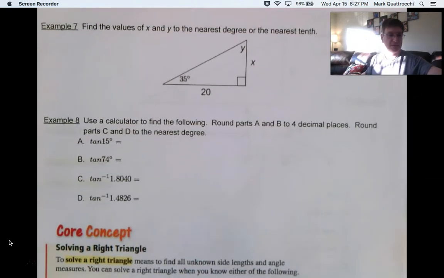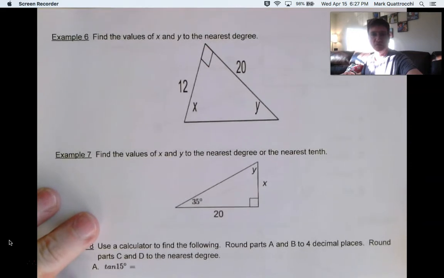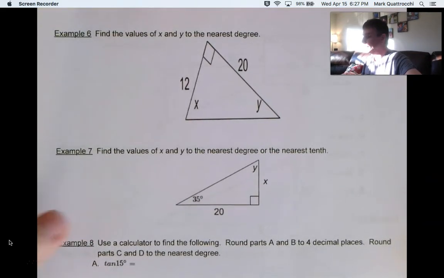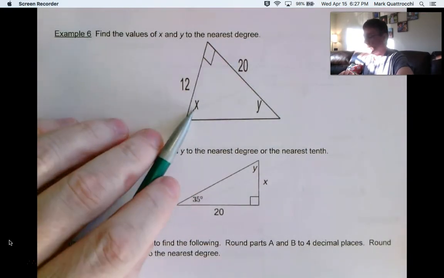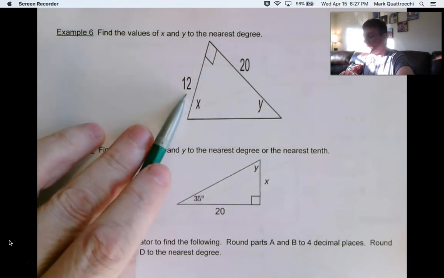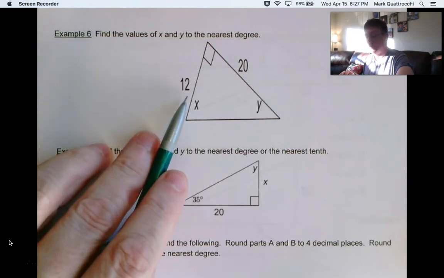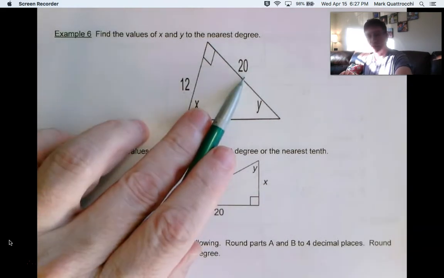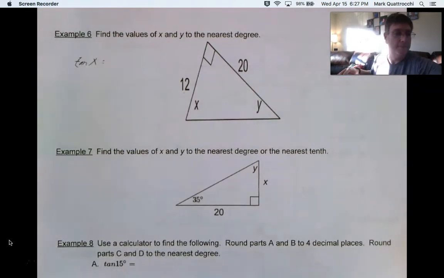Example 6. Find the values of x and y to the nearest degree. So let's find x first. X is right here. We know the 20, we know the 12. The 20 is opposite, the 12 is adjacent. Which trig ratio is opposite and adjacent? Tangent.